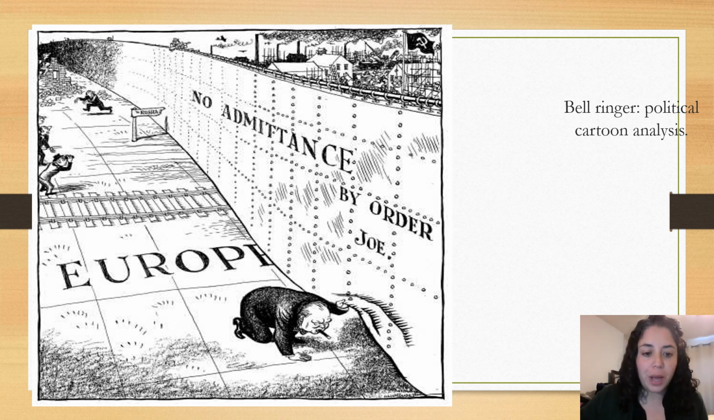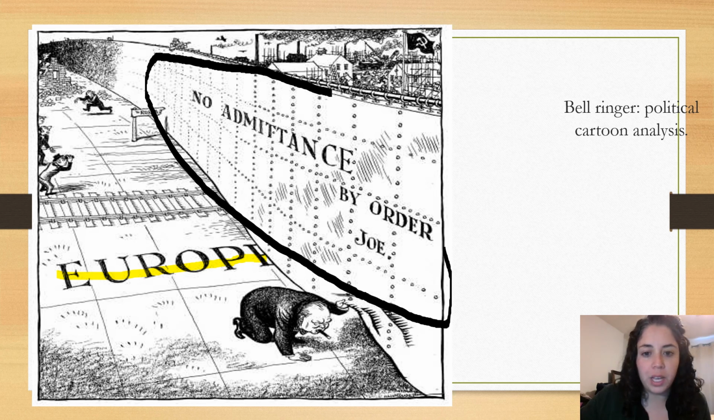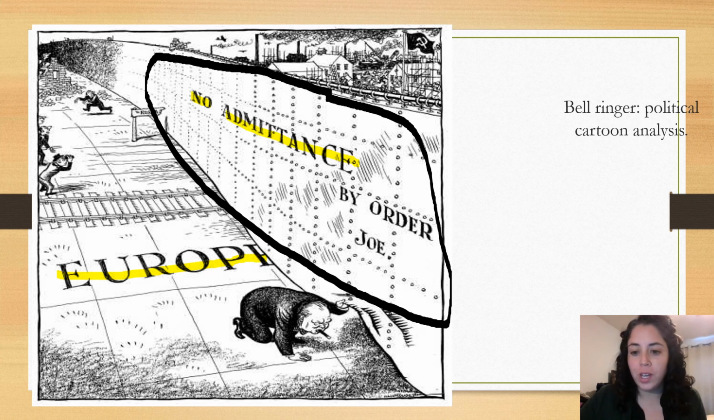And I'm going to use my really super cool tool over here. So first I read Europe. Do you see that? It says Europe on that side. Then there is something that looks like a wall. This would be a wall that is right here. I also see that it reads over here, no admittance. That means no entry, no one can come in.